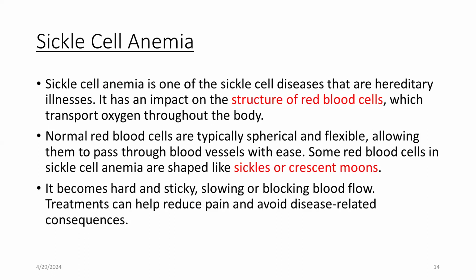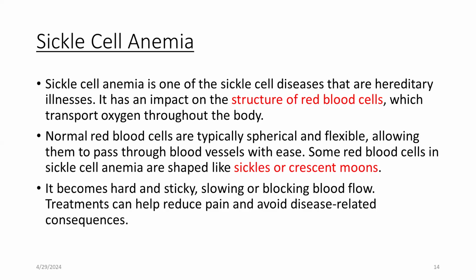Here's the next slide, about sickle cell anemia. Sickle cell anemia is one of the sickle cell diseases, which are hereditary illnesses. It can be detected in the newborn. It has an impact on the structure of red blood cells, which transport oxygen in the body. Normal RBCs are typically spherical and flexible, allowing them to pass through blood vessels with ease. Some RBCs in sickle cell anemia are shaped like sickles or crescents.